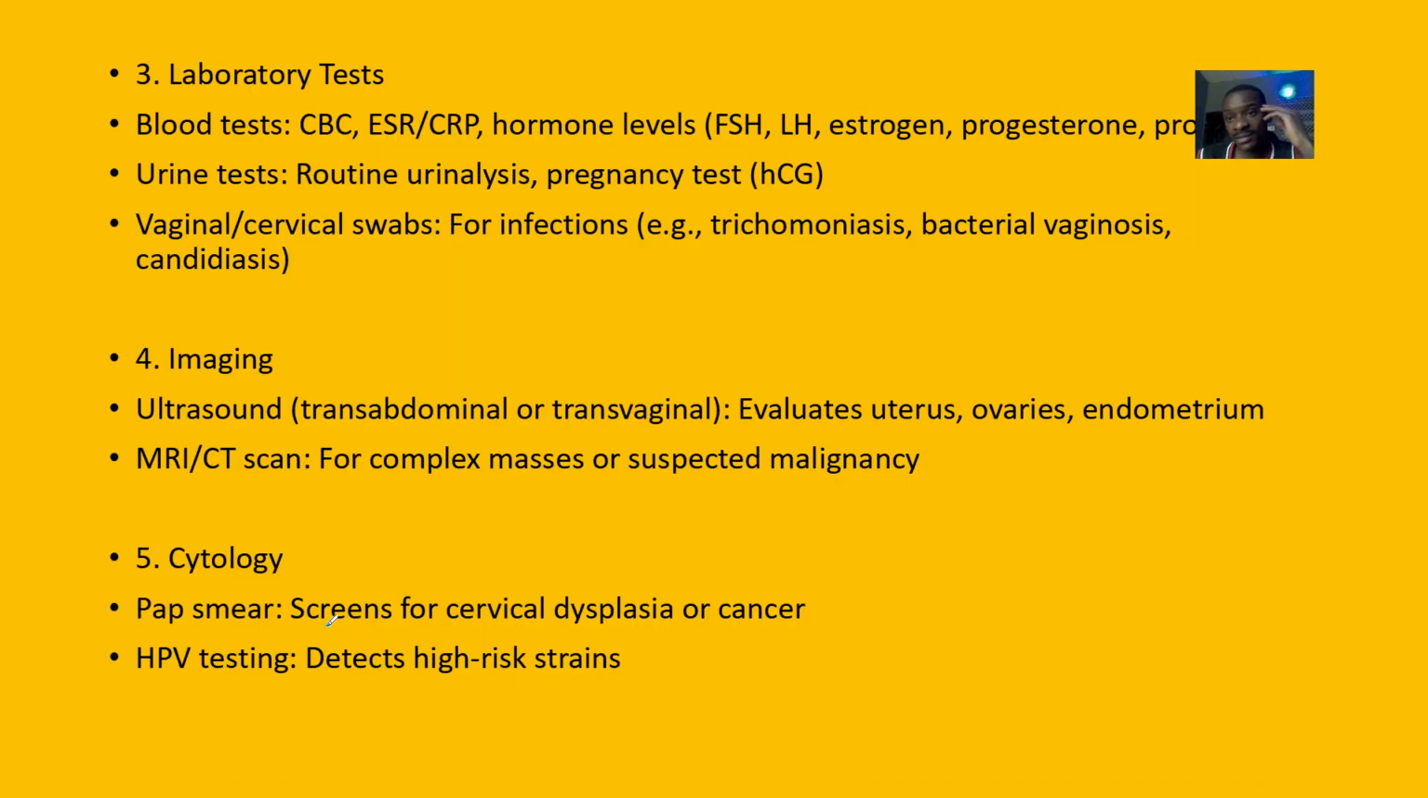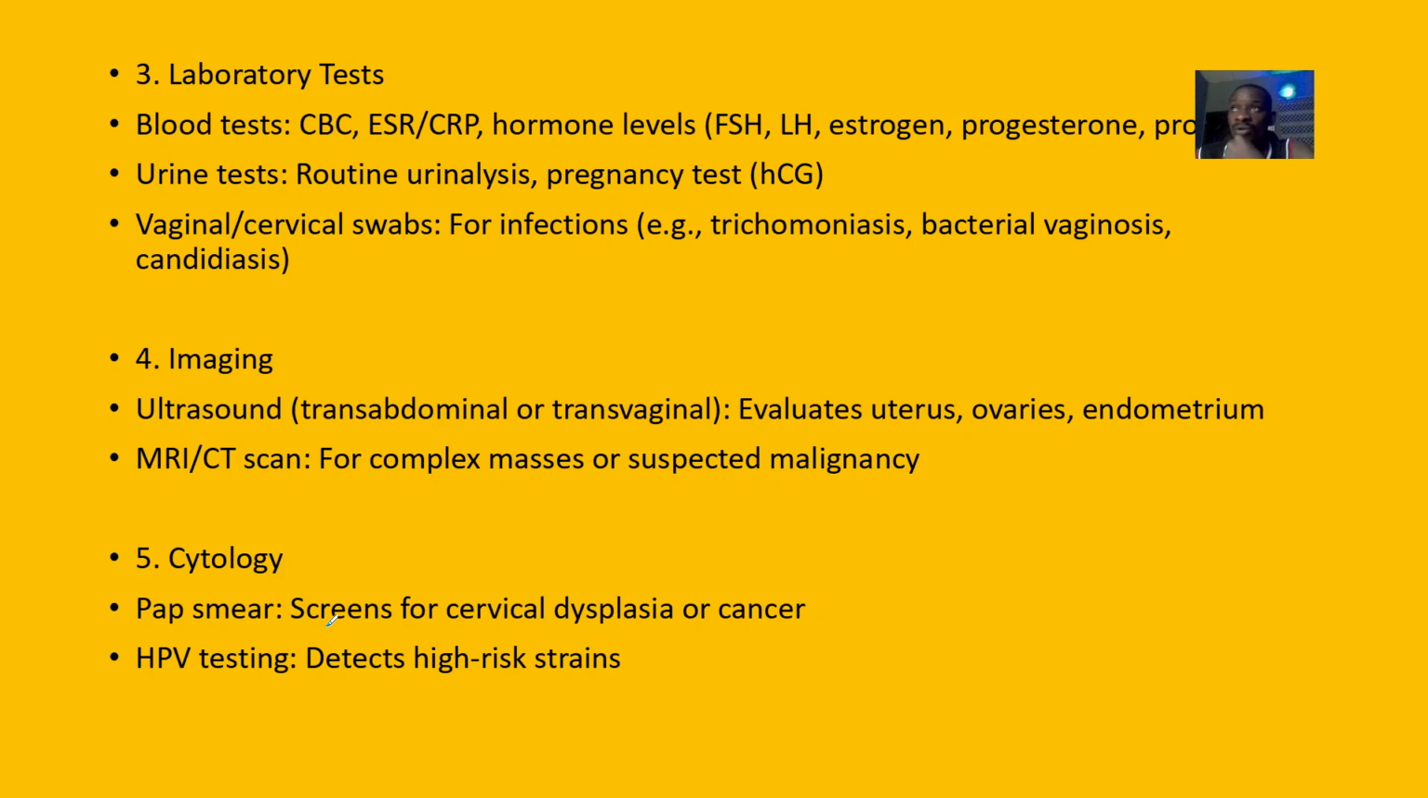Then laboratory tests. You go into blood tests like complete blood count. These are still the general investigations. Complete blood count, erythrocyte sedimentation rate, C-reactive protein, all to pinpoint if there's inflammation. They do hormone profiles: follicle stimulating hormone, luteinizing hormone, estrogen, progesterone, and so on. Then also urine tests, which you may do to check for human chorionic gonadotropin.